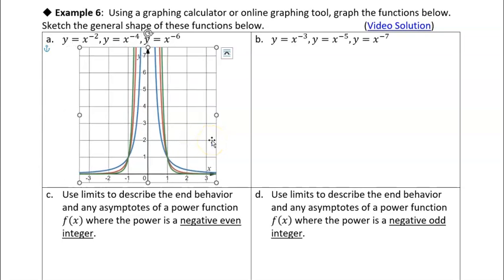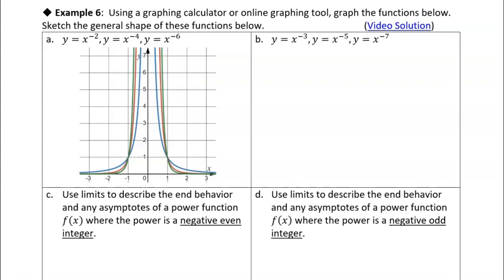Now you can see these graphs look a lot alike, right? Let's see, I think the blue one is the one with the lowest, x to the minus 2, and I think the green one is x to the minus 6. But you can see again, they have very similar shapes and they have the same end behavior.